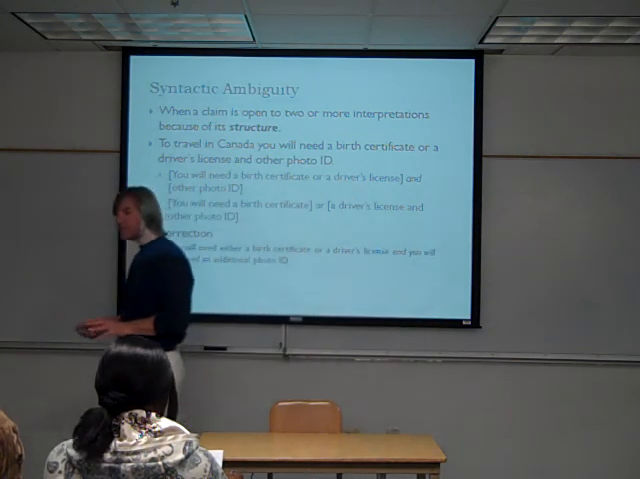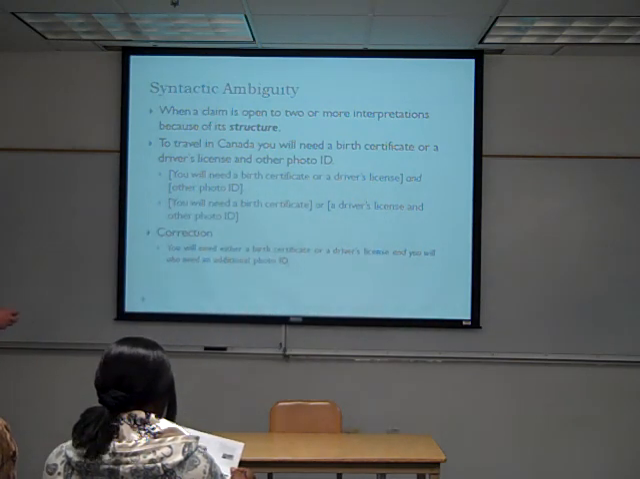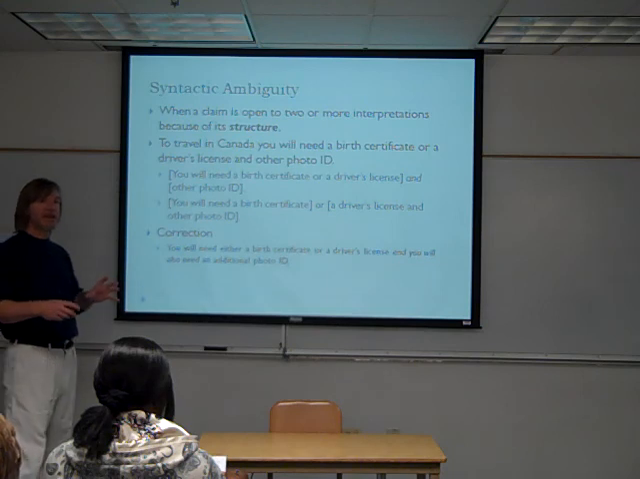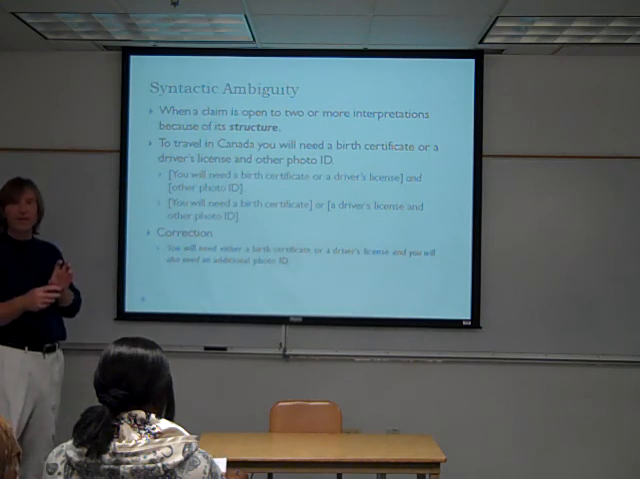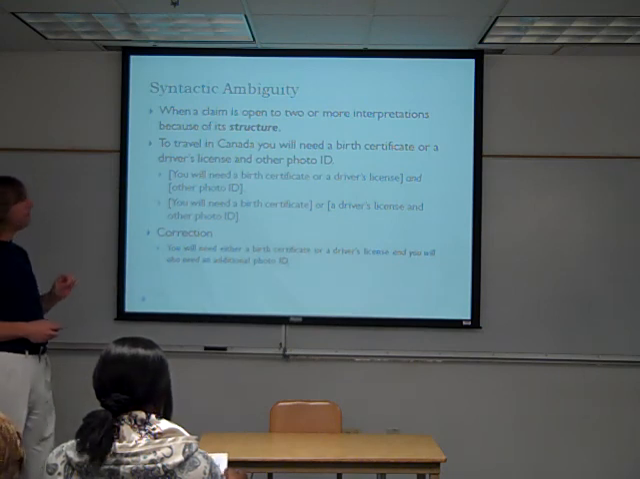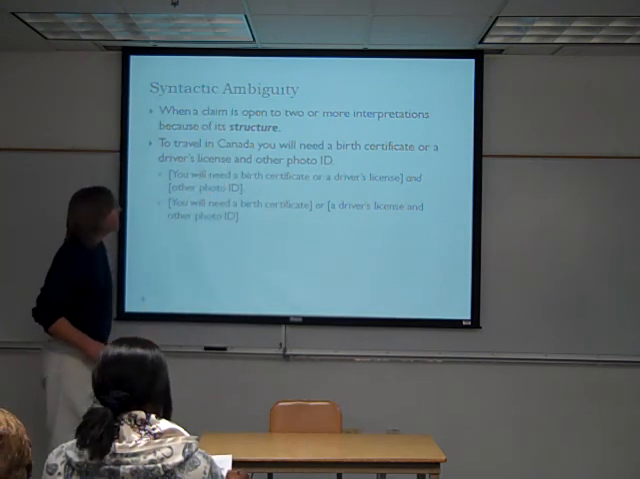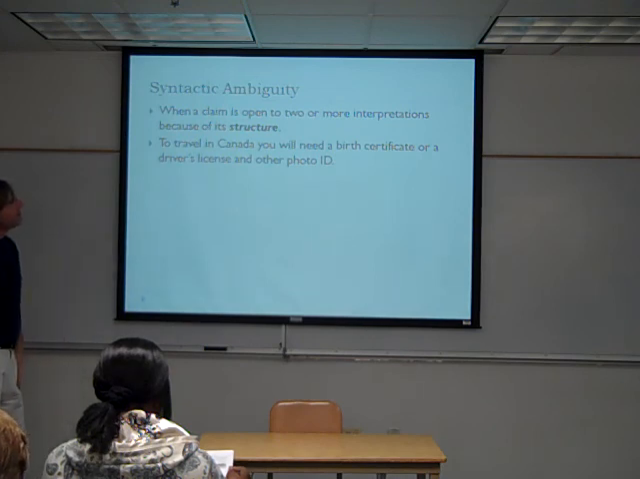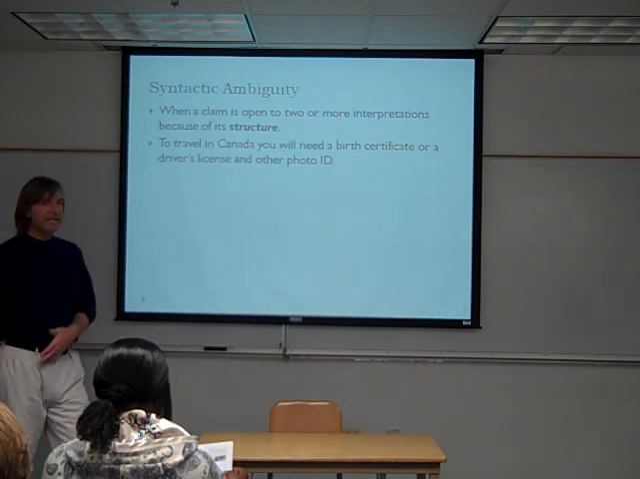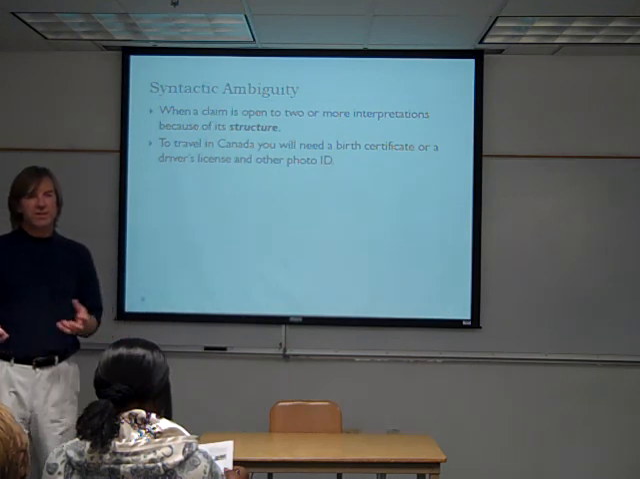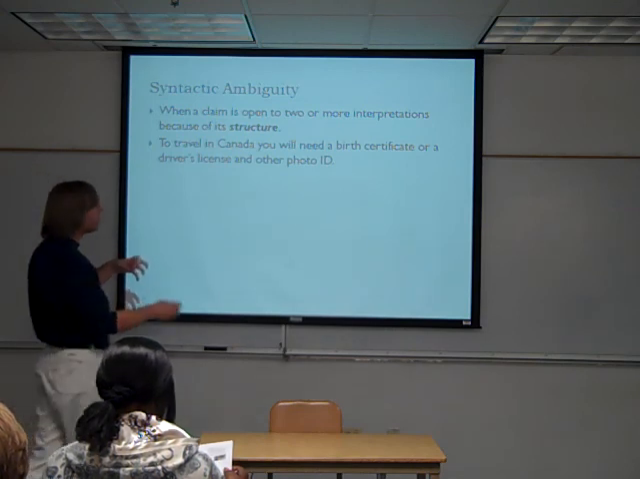These are sentences that are ambiguous because of the way they are structured. In order to clarify the sentence, you're going to have to reorganize it so that you make the meaning clear. In this particular case, we have this long sentence. What does it mean? To travel in Canada, you will need a birth certificate or a driver's license and other photo ID. Well, the meaning of that sentence is going to depend on how you group these parts.